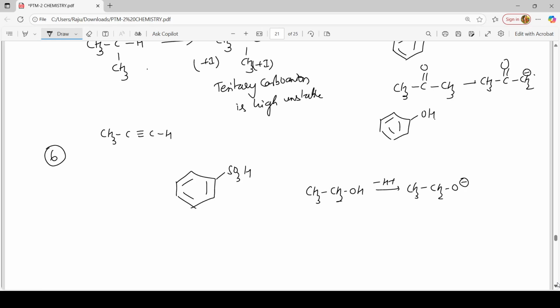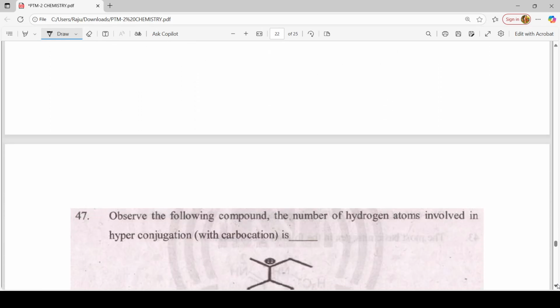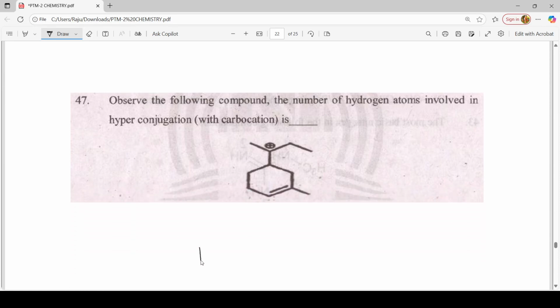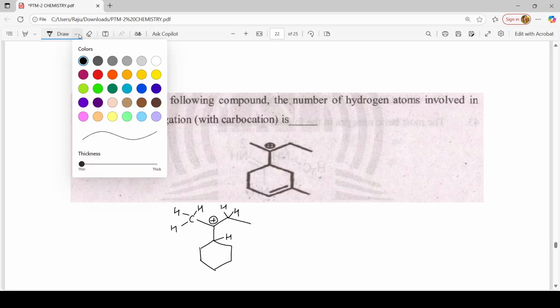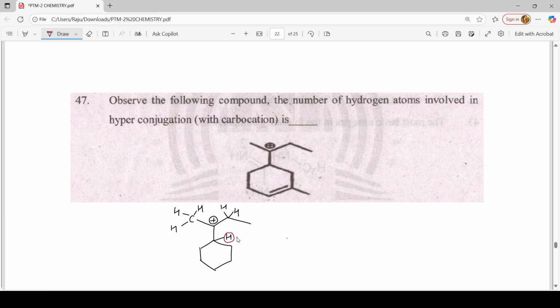Next, 47, students. Come to the case of 47. Here, the given structure is a tertiary carbocation. How many alpha hydrogens are there? I am just rounding them up. This one is involved in the hyperconjugation. This is also involved in the hyperconjugation. This is also involved in the hyperconjugation. And these two hydrogens are also involved in the hyperconjugation. Totally 6 alpha hydrogens are involved in the hyperconjugation.